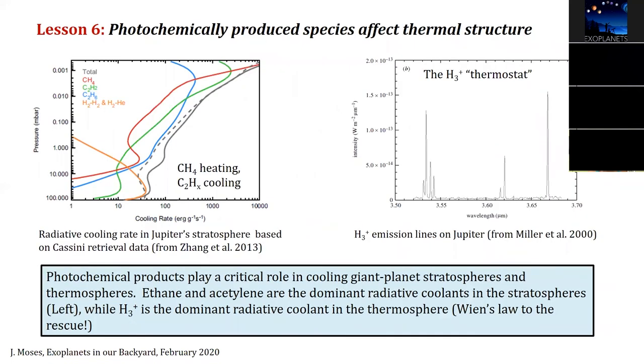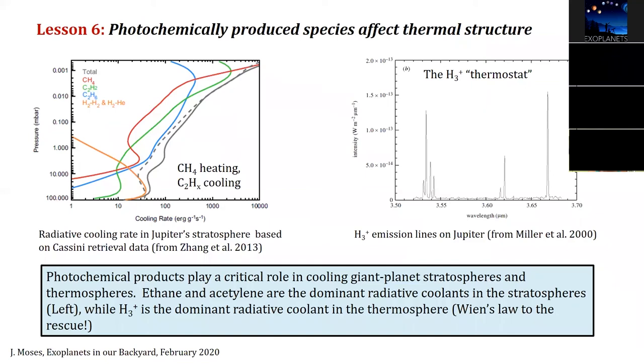Because they're emitting, as you might expect, they're actually affecting the temperature structure. So photochemical species turn out that ethane and acetylene are the dominant coolants in the stratospheres of the giant planets. The hazes contribute to heating.